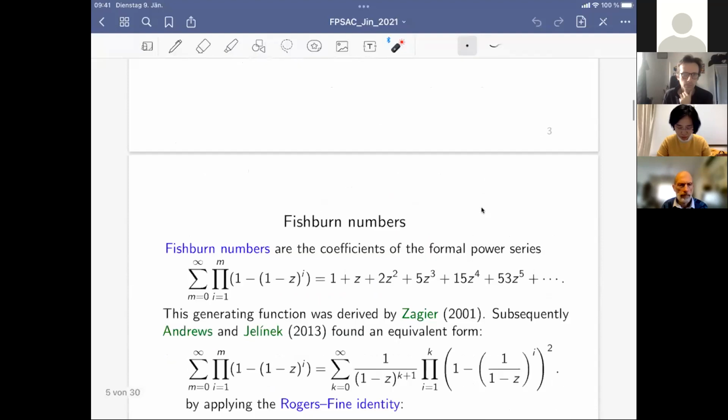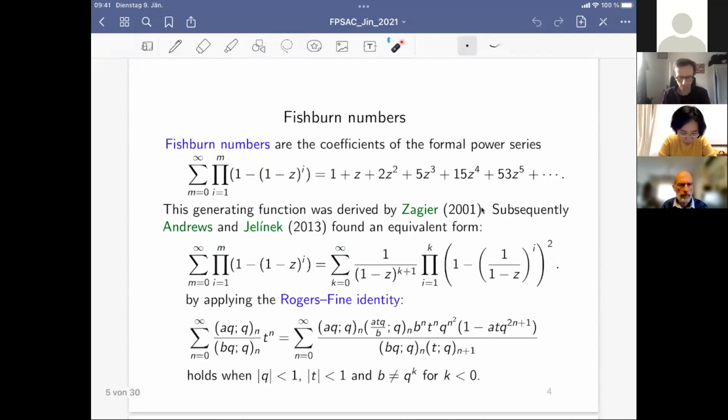So let's get started. Fishbone numbers are defined as the coefficients of this formal power series. This generating function was first derived by Zagier when he counted regular linearized chord diagrams. And an equivalent form of this generating function was later found by Andrews and Jelinek by applying the Rogers-Fine identity. In this identity, they used the so-called q-Pochhammer symbol, which I will explain later.